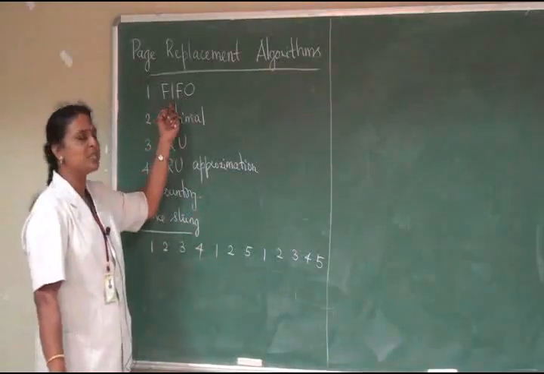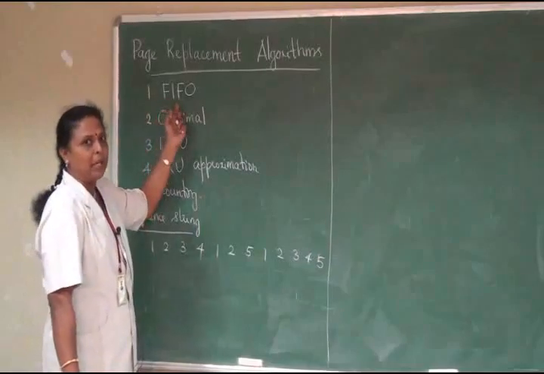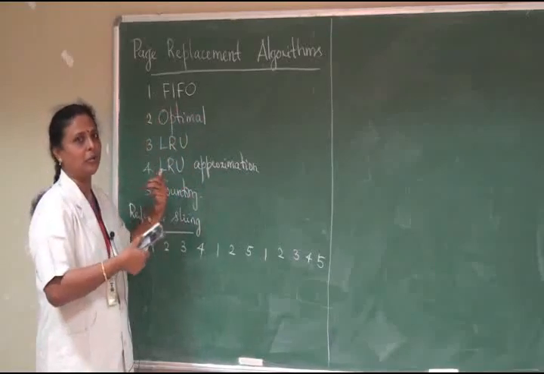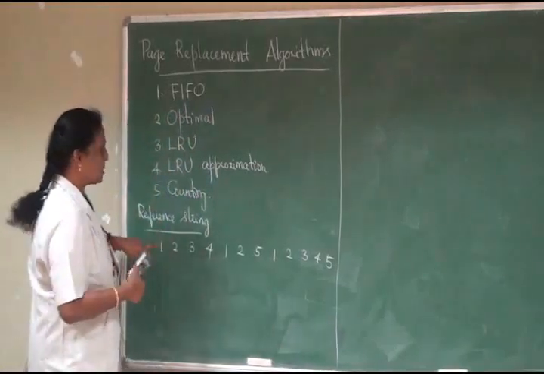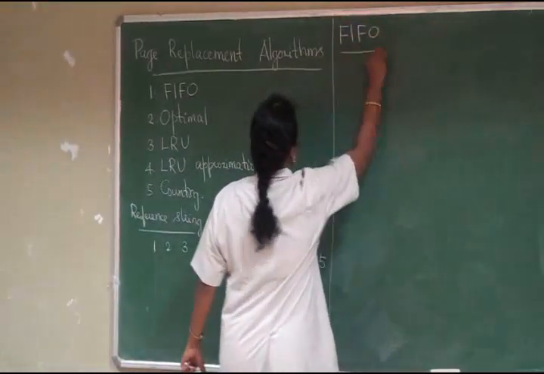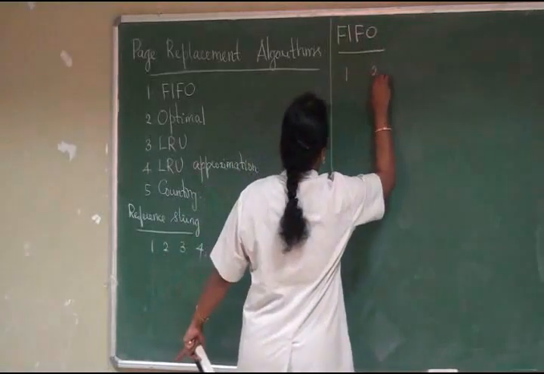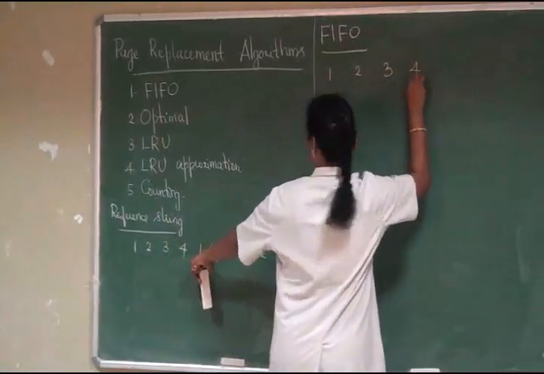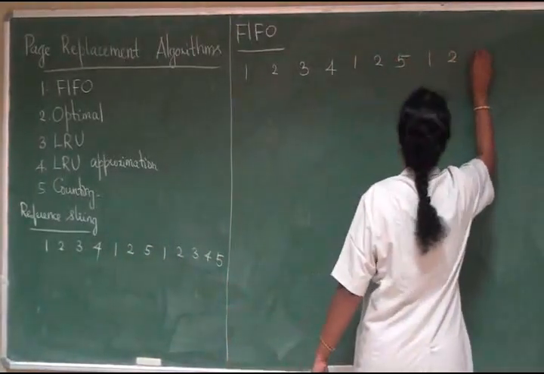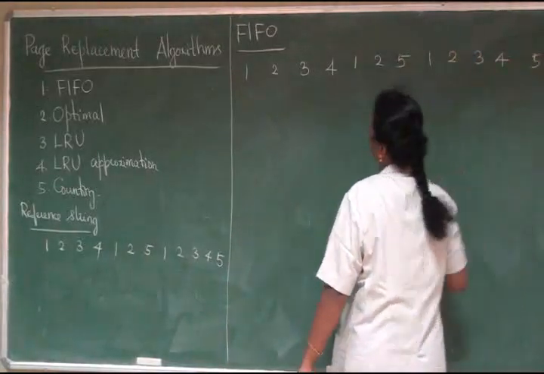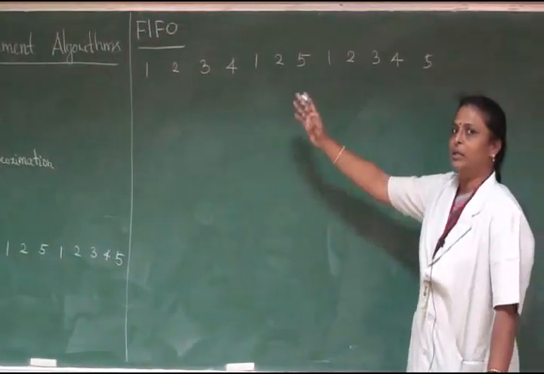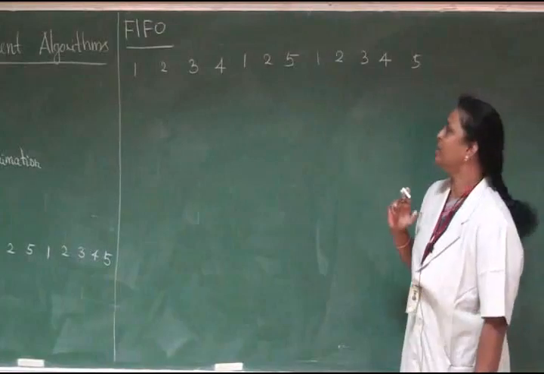The first algorithm is first in first out. The pages are replaced in the order in which they arrived or entered into the physical memory. So let us consider this string for FIFO. The string is 1 2 3 4, then 1 2 5 1 2 3 4 5. So a program is having 5 pages, and all those 5 pages are accessed in this particular order during its execution.